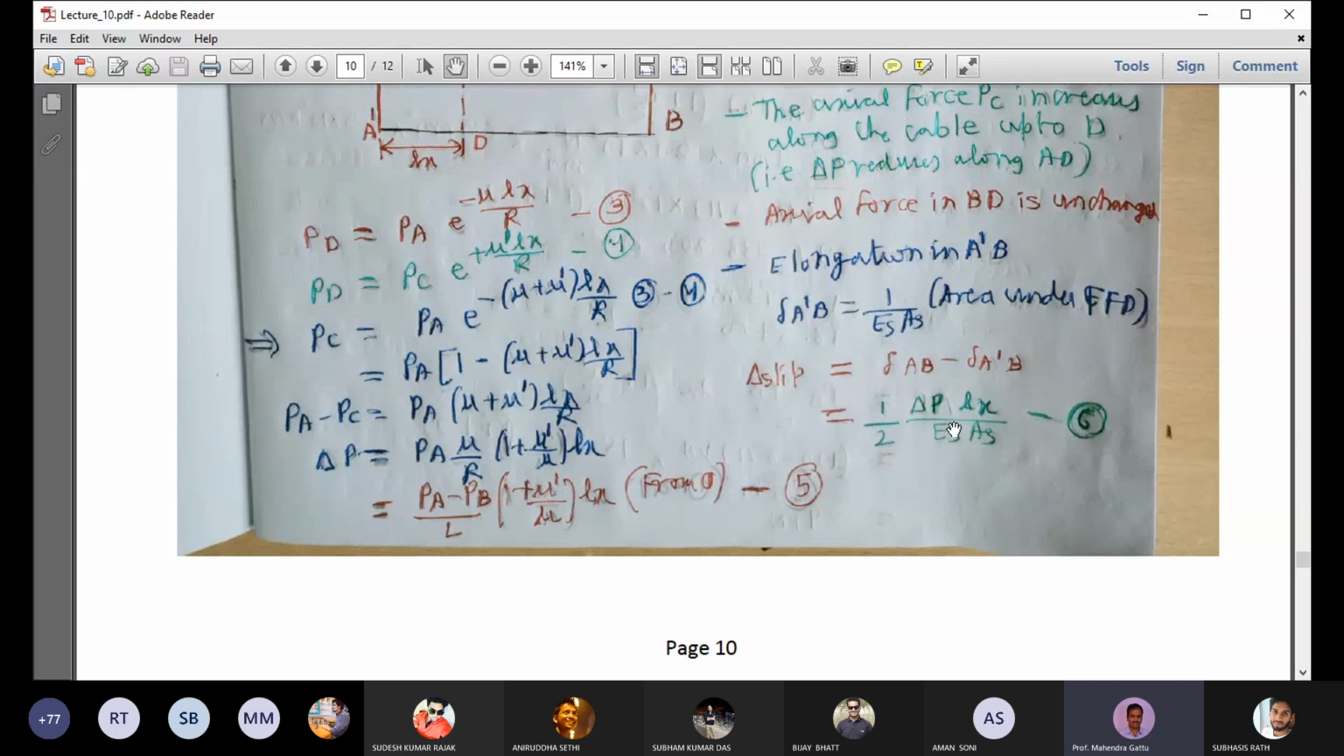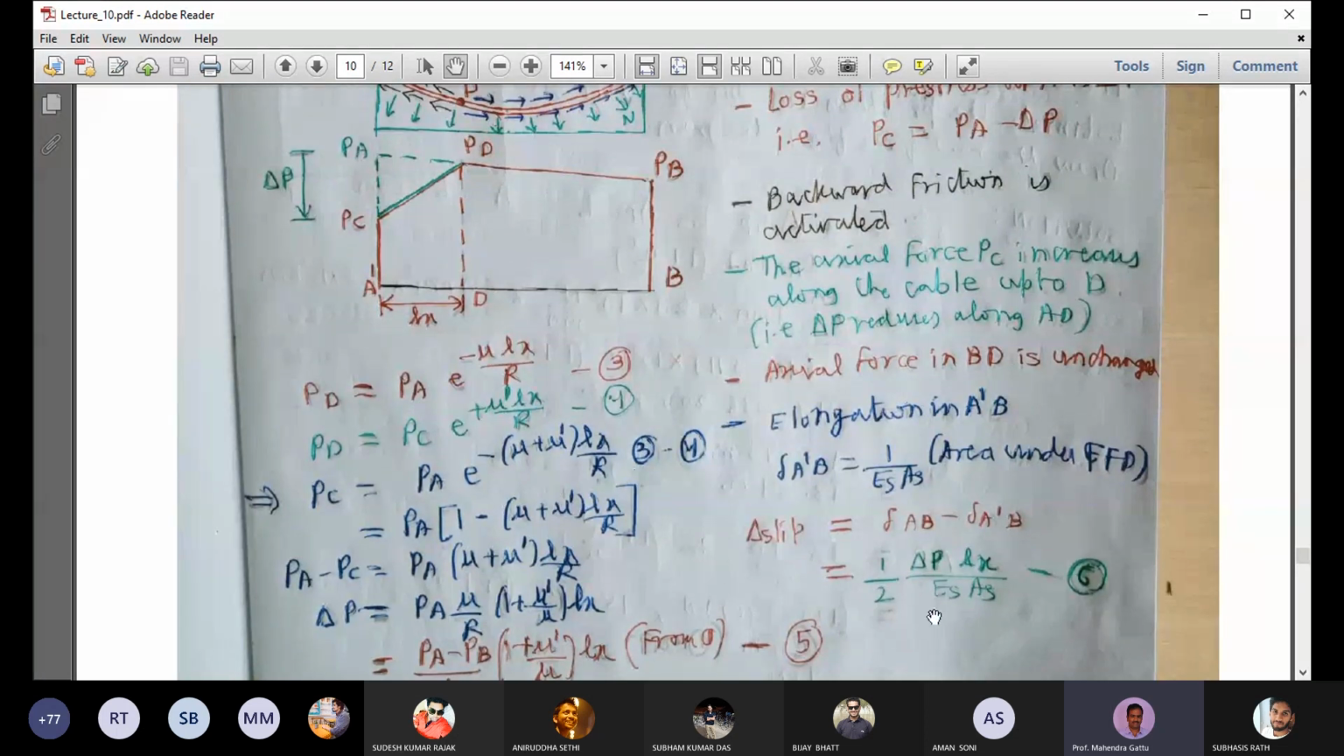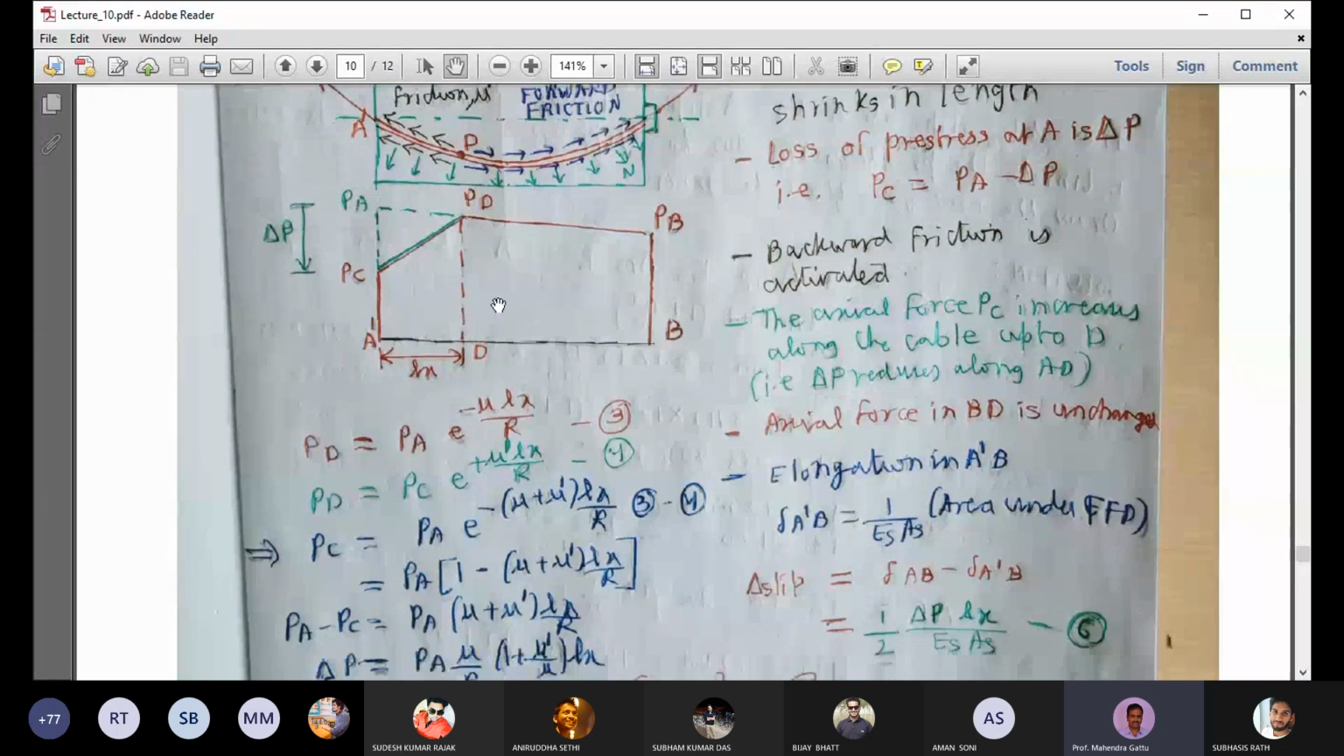Okay, and then we'll do some analysis and we get some expression for Lx, and then remaining things we can find out. So first thing we can do is we can write PD in terms of PA. So PD value is PA times e power minus mu alpha d minus alpha a, which is minus mu Lx by r. So the length by the radius of curvature.